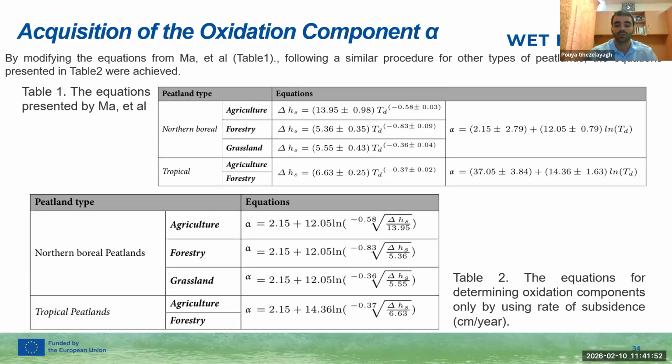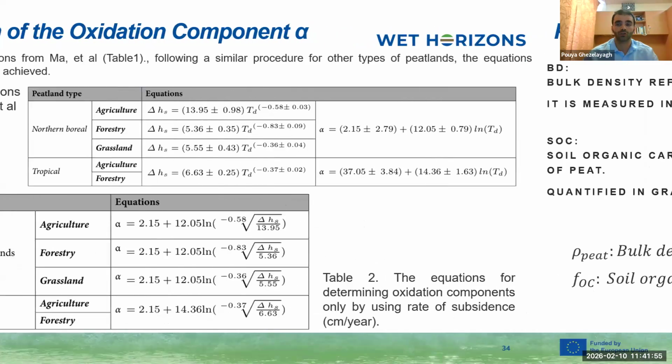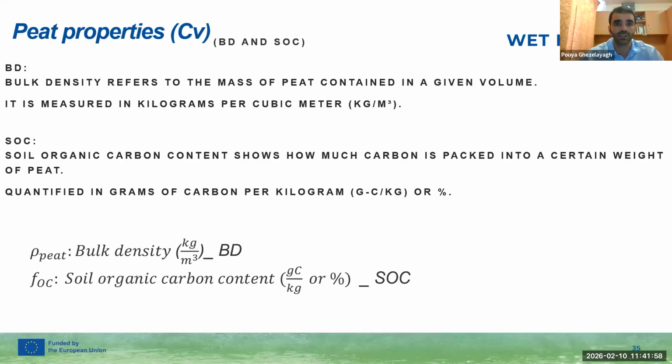So we need to go for the two other parameters, which are bulk density and soil organic carbon content. First, the definitions. The bulk density refers to the mass of peat contained in a given volume, while the soil organic carbon content shows how much carbon is packed into a certain weight of peat. The unit for bulk density is kilogram per cubic meter, and for soil organic carbon content it is gram carbon per kilogram, or simply percentage.